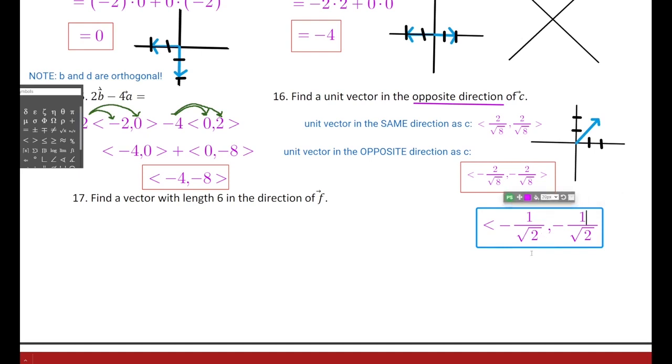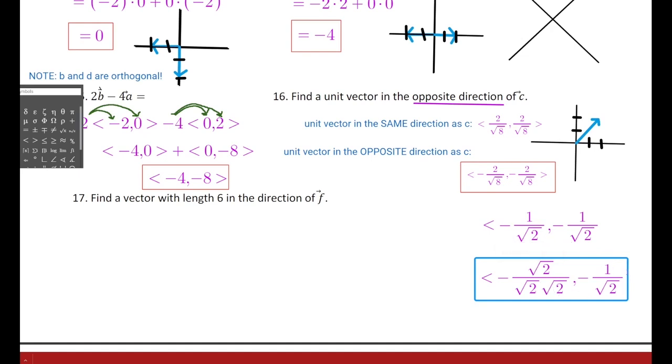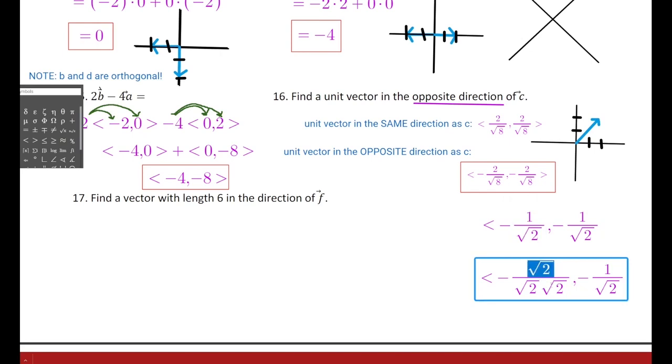And if we rationalize it, and by that I mean multiply both the numerator and the denominator by root 2, I would get root 2 over 2. So if I multiply this by root 2 over root 2, I'd get root 2 over root 2 times root 2, which is 2.